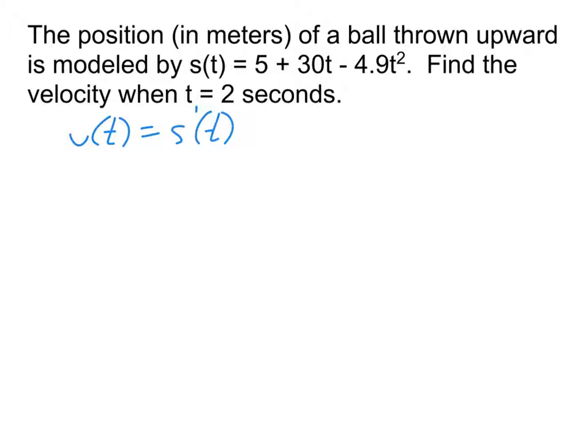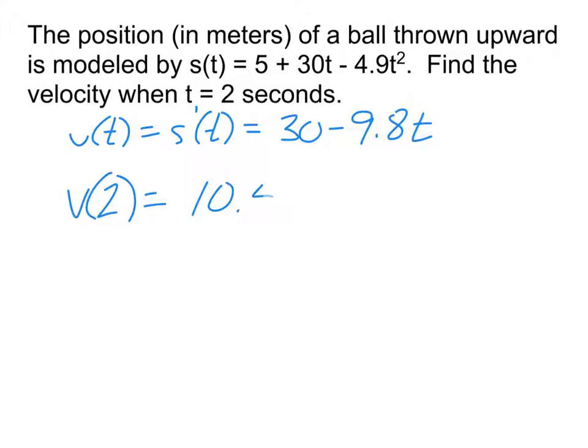And so I find the derivative function of 5 plus 30t minus 4.9t squared, and after you did all the work, you should have found that it was 30 minus 9.8t. And then once you've done that, you're going to figure out what the v value is at 2. When you do that work, we plug 2 in for t, so we do 9.8 times 2, and then we subtract that from 30. You should be getting an answer here of about 10.4.